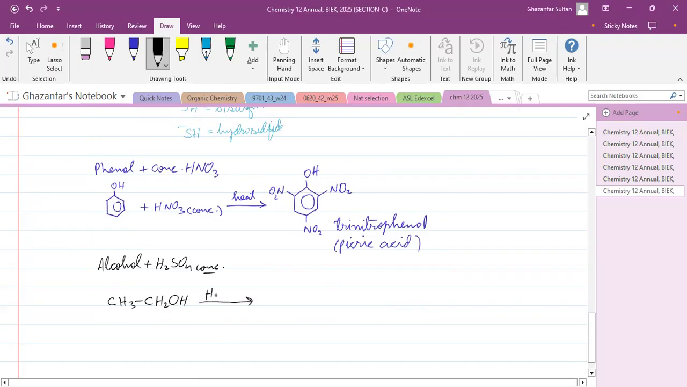When it is heated with sulfuric acid at a certain temperature, about 170 degrees Celsius, it produces its respective alkene. So here the alkene would be ethene, and dehydration occurs, OH from here and H from here. So this is a dehydration reaction. As a result, an alkene is formed. As we have taken ethanol, the resulting alkene would be ethene.